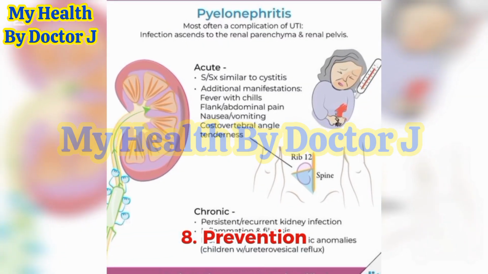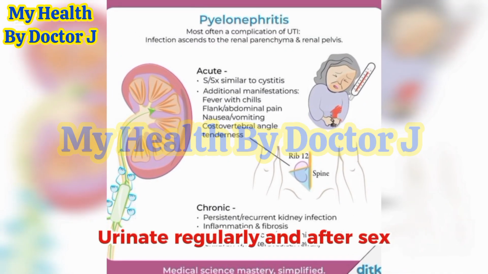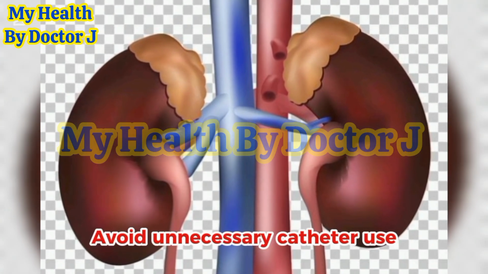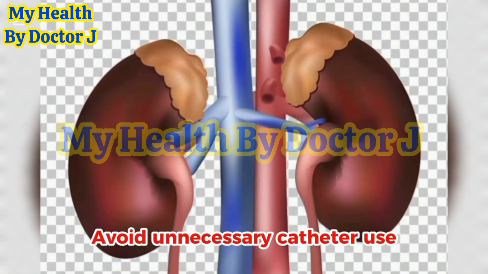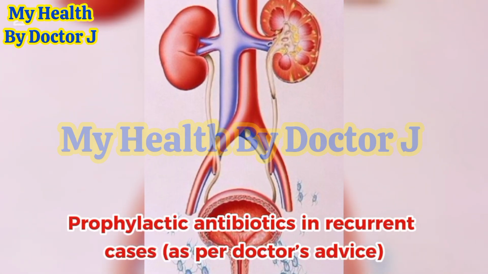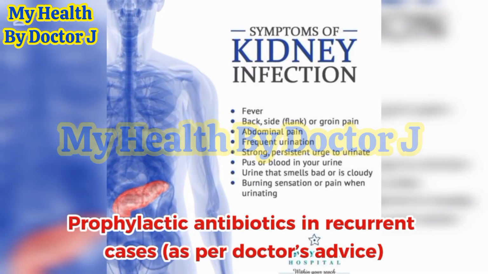8. Prevention. Stay hydrated. Urinate regularly and after sex. Good hygiene, wipe front to back. Avoid unnecessary catheter use. Manage chronic conditions like diabetes. Prophylactic antibiotics in recurrent cases as per doctor's advice.